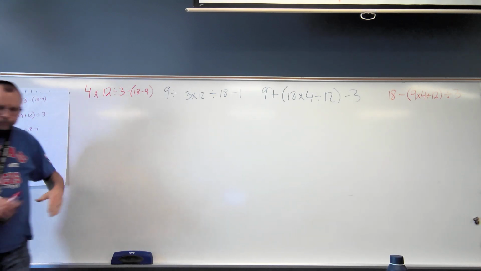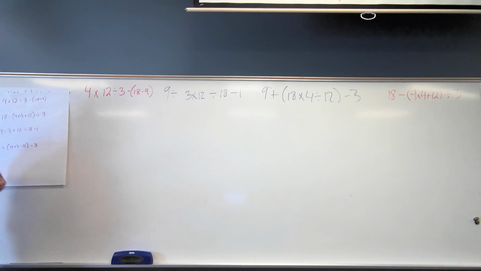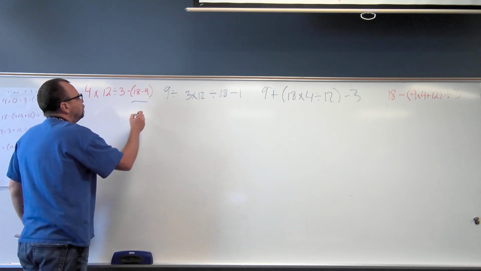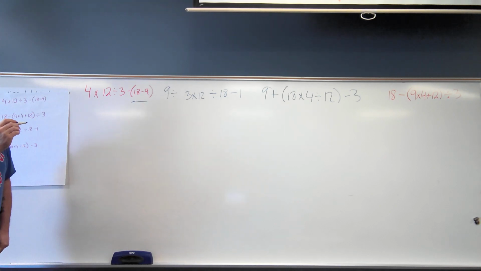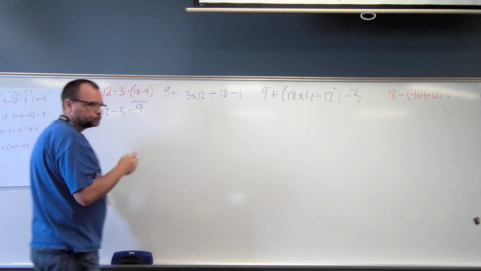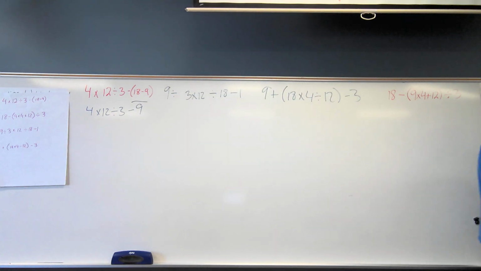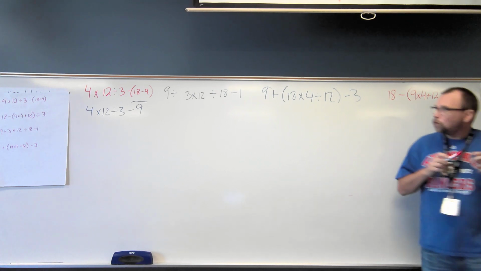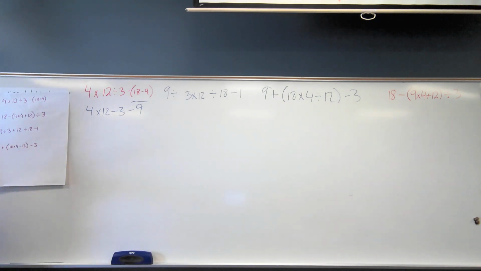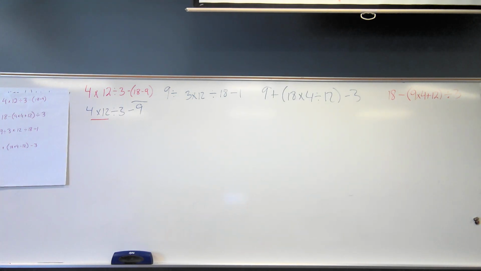All right, so let's look at this one. Maddie C., what is my first step in this problem? 18 minus 9. Which is what, Maddie? 9. And I bring down everything I haven't used. Then I go back to Team Shake, and I ask Eva, what would my next step be? 4 times 12. I've got no more grouping symbols. We don't do exponents. So now we move to multiplication, division. Eva, what is 4 times 12? 48.